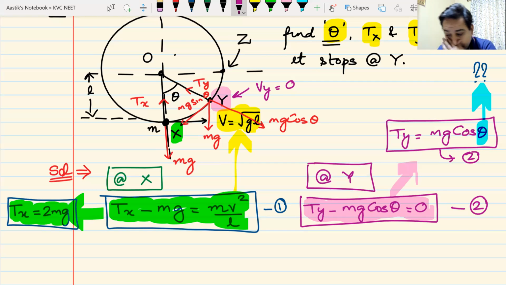But the problem, big problem, is that I don't know the value of theta. How do I get the value of theta? That is the next question. If I can get the value of theta or Ty, I would be able to solve this question. How do I get the value of theta or Ty? Do I have any other equation? Because I need one more equation at least so that I can solve and get the values of either theta or Ty. What is that equation is the question now.